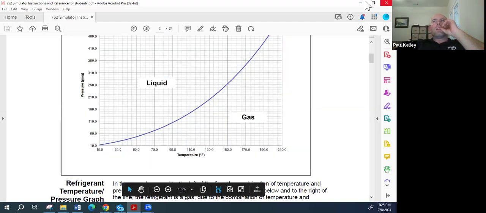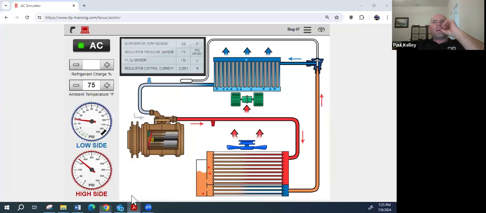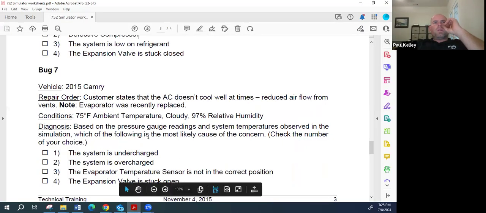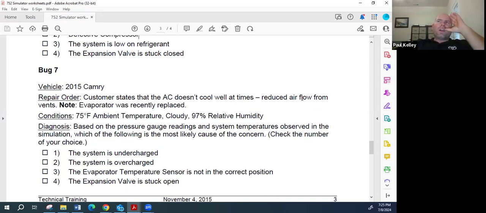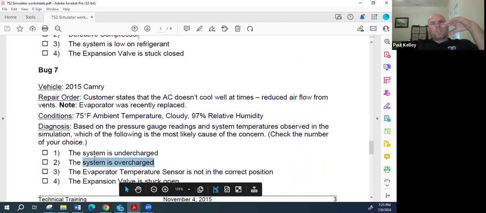All right, so then we would take a look maybe at our possibilities again. 7 is where we're at, okay. Well, wait a minute, this says reduced airflow from the vents too. That's interesting. And that the evaporator was recently replaced. Okay, those are interesting things. Undercharged and overcharged, would you agree? Those are out because we just checked the static pressure.